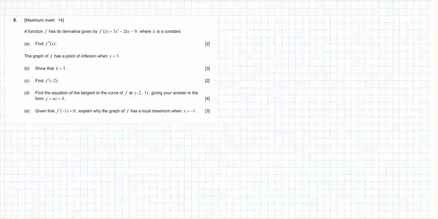Let's have a look at this question 9 then. Same paper, paper 1. So, a function has its derivative given by f dash of x equals that, where k is a constant. Find f double dash, the second derivative. So you've just got to differentiate this. So you've got 6x minus 2k. Yeah.